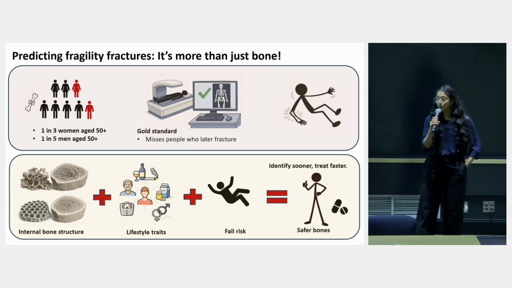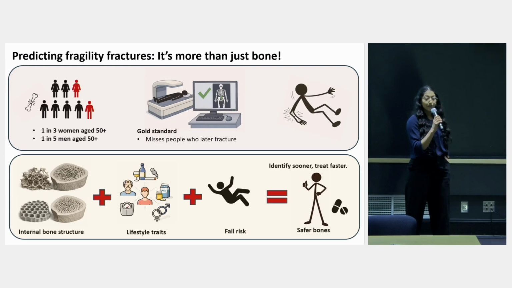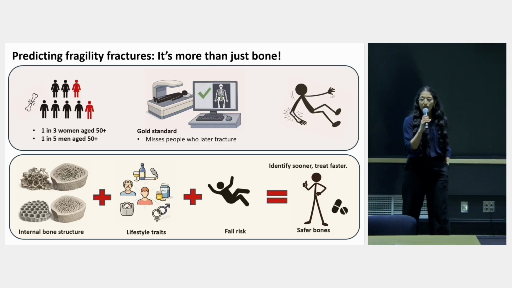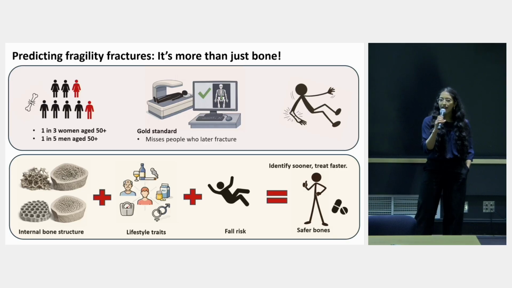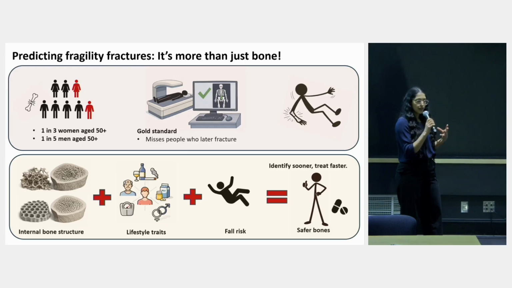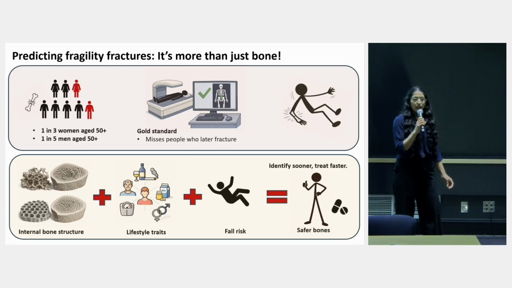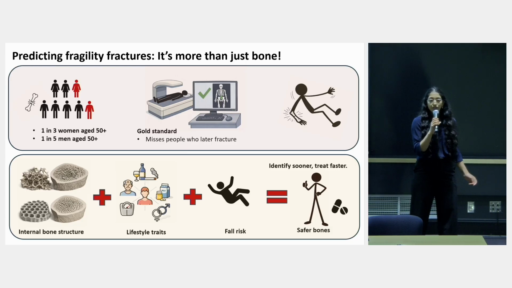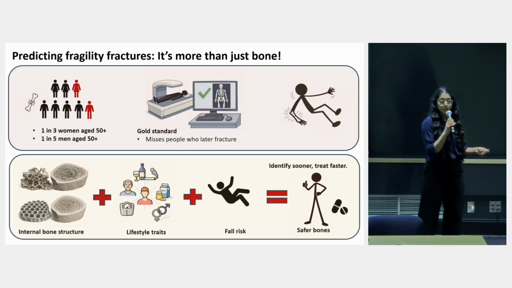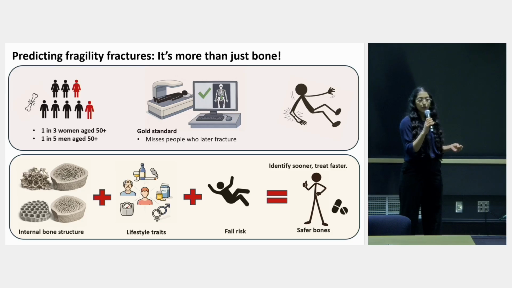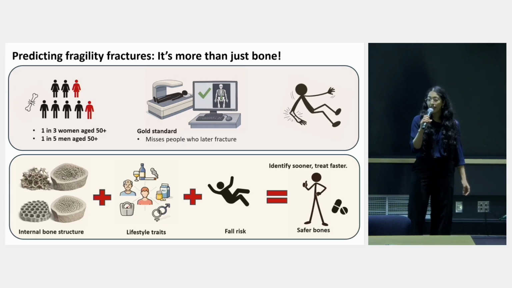In this room alone, 10 women and 5 men will go on to experience a fragility fracture. These fractures happen when a bone breaks following an impact that you normally wouldn't expect would cause a fracture, such as falling from standing height. And these result in a reduced quality of life. So, reasonably, it makes sense that there's a great interest in identifying people at risk of fragility fractures sooner so that we can intervene earlier and give them treatment and hopefully prevent the fracture from ever even occurring in the first place.